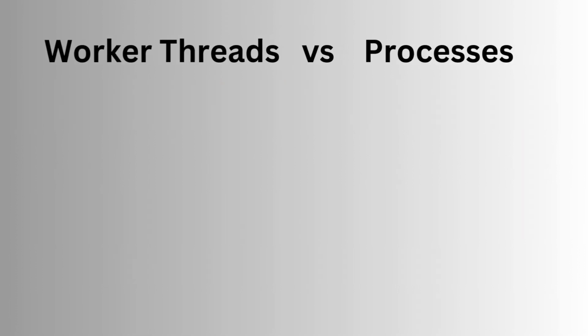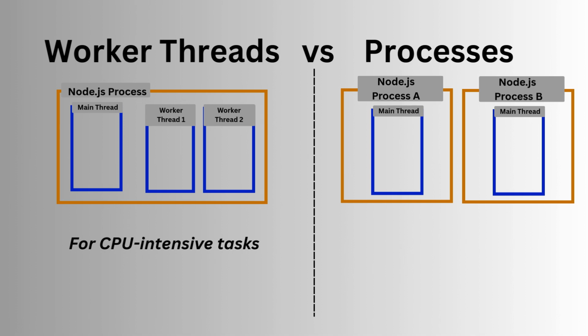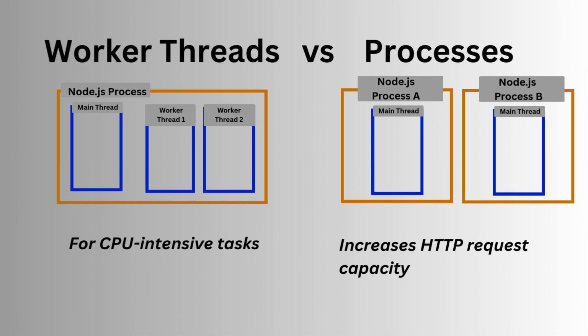Now clearly separate two concepts. Worker threads enable parallel JavaScript execution inside a single process. They are useful for CPU-intensive tasks. Multi-process scaling increases HTTP request capacity by running multiple processes across CPU cores. Worker threads improve computation throughput. Multiple processes improve request handling capacity. Different layers, different goals. In production, tools like PM2 simplify this.